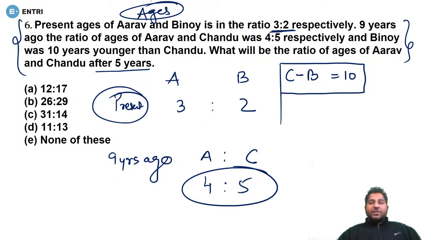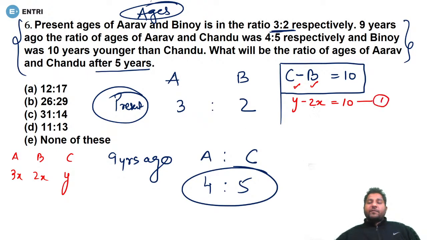All right, Arav, Binoy and Chandu. Let the present ages of Arav... Guys, you cannot use the ratio method here. So how are you going to do that? Let's say that the present ages of Arav, Binoy and Chandu are 3x, 2x and y. And it has been given that the difference between Chandu and Binoy is 10 years. That means y minus 2x equals 10. So we have got our first equation.